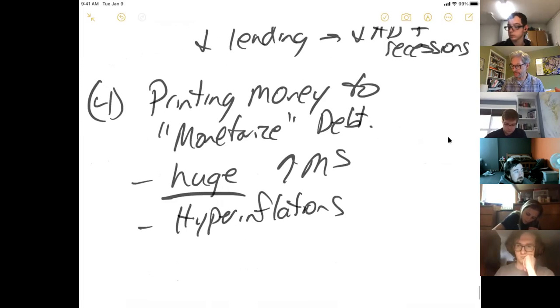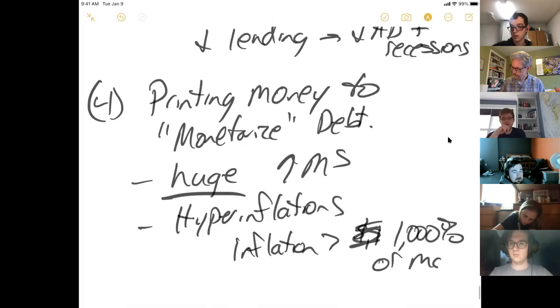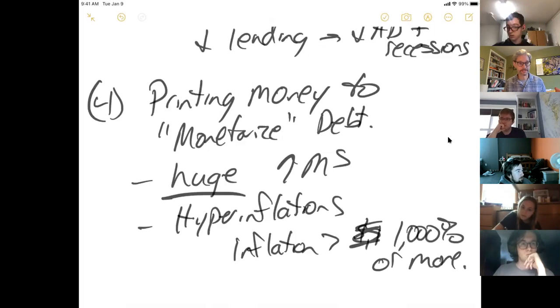And what's hyperinflation? Inflation of greater than 1,000% a year or more. We have seen this time and time again in history where countries have had astronomical inflation rates, right? How do those usually start? They almost always start with a debt crisis. The government can't pay its bills.